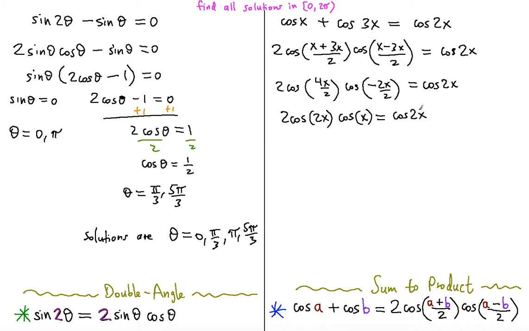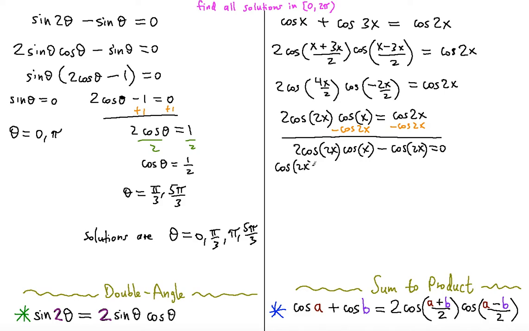Now, subtracting cosine 2x on both sides will help us solve this equation. Okay, so what we're going to get is 2 cosine of 2x cosine of x minus cosine of 2x is equal to 0. So we can factor out now the cosine of 2x. So inside we're going to have what? We're going to have cosine of x minus 1, there should be a 2 there. 2 cosine of x minus 1 is equal to 0. So we're going to have two choices here.